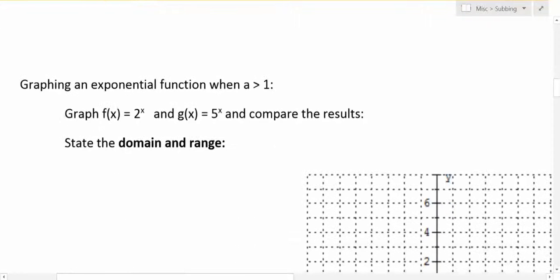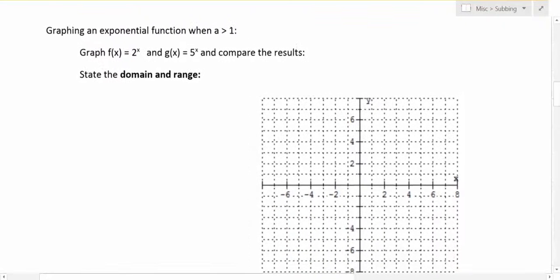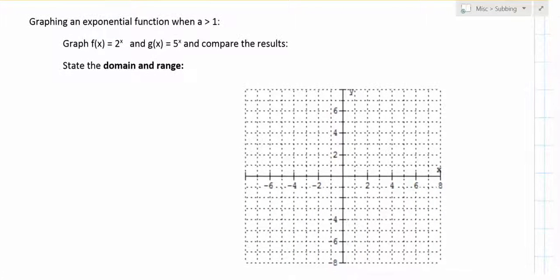So let's take a look at this. So let's see what these look like here. It says graphing exponential functions. F of x equals 2 to the x. F of x is equal to 2 to the x. If you were going to go about graphing this, what's a great first thing for you to do?